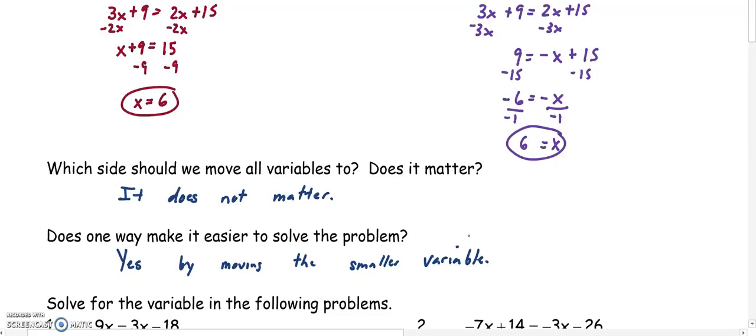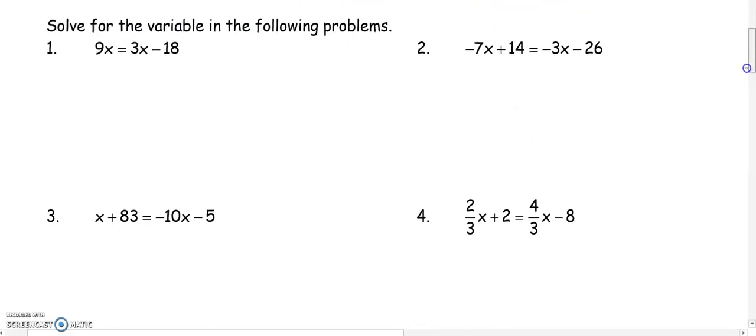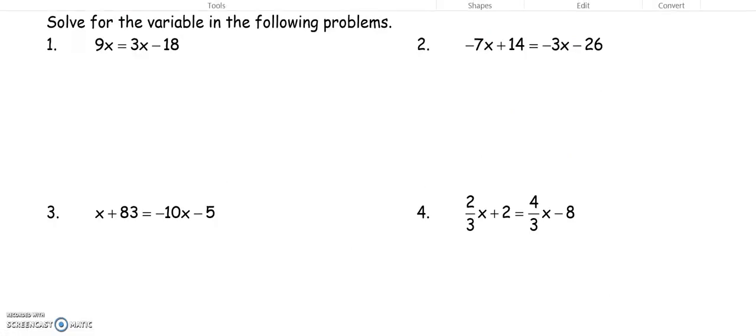So when we go through this video, we're going to practice moving the smaller variable, but remember it doesn't matter because you're going to get the same answer. You might just have to do one extra step. So solve the following problems.